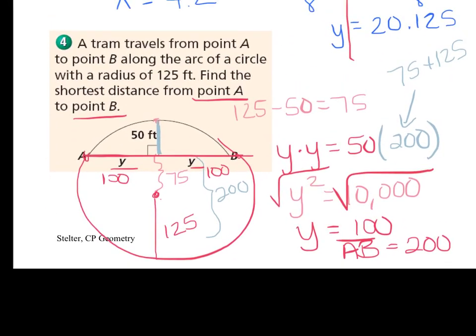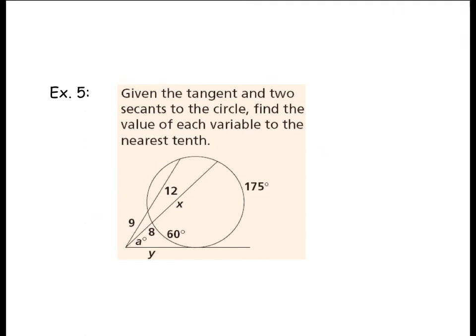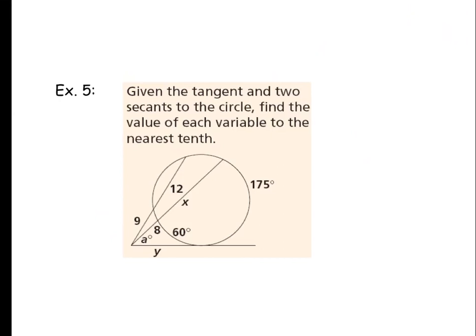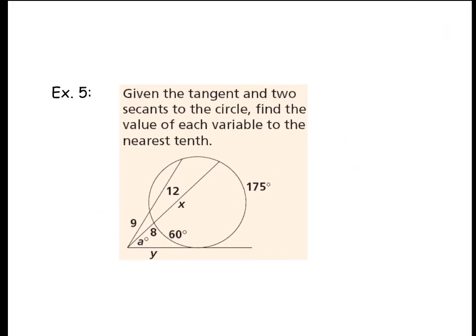And last but not least, example 5. Given the tangent and the two secants to the circle, find the value of each variable to the nearest tenth. So when we're looking at this, we have angle A here. Now you don't have to start with A, but I'm going to. A right here is the difference of the 60-degree arc and the 175-degree arc, cut in half.